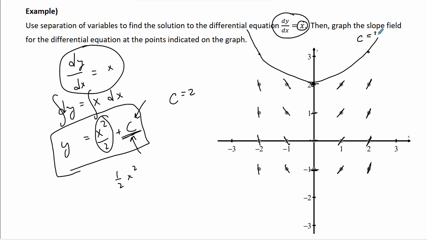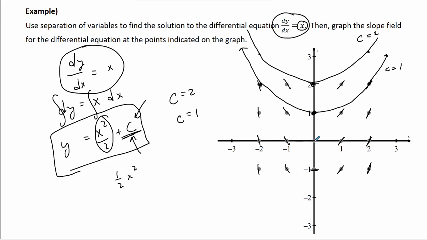So this is when c is equal to 2. What if c is equal to 1? Then my graph is going to go here, right? And then it's going to curve down and go that way, right? So that's c is equal to 1.